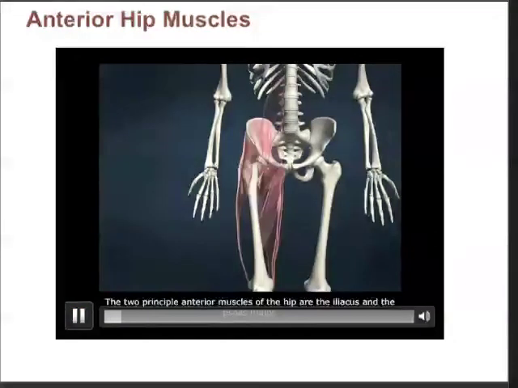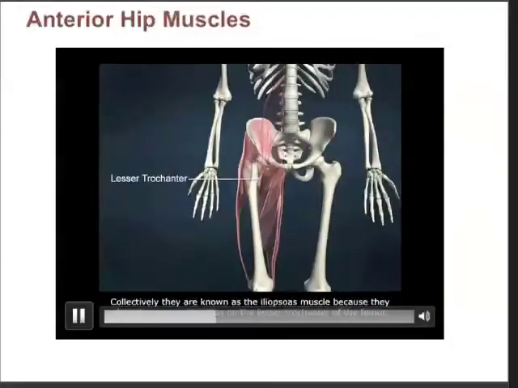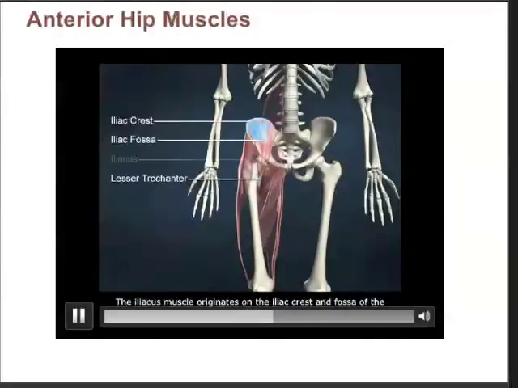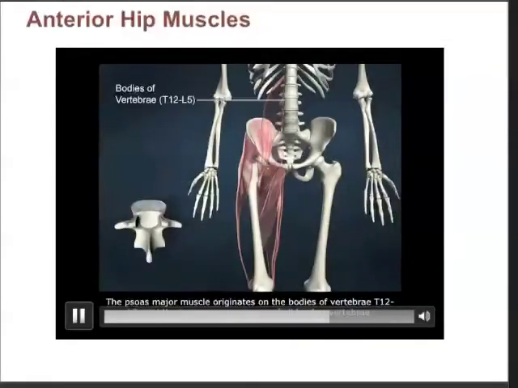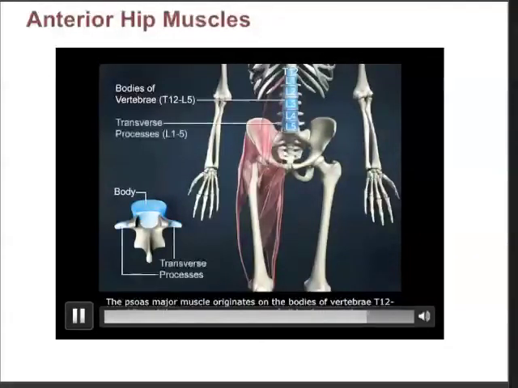Principal anterior muscles of the hip are the iliacus and the psoas major. Collectively, they are known as the iliopsoas muscle because they share a common insertion on the lesser trochanter of the femur. The iliacus muscle originates on the iliac crest and fossa of the pelvis. The psoas major muscle originates on the bodies of vertebrae T12 through L5 and the transverse processes of all lumbar vertebrae.